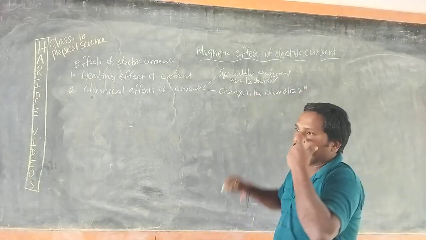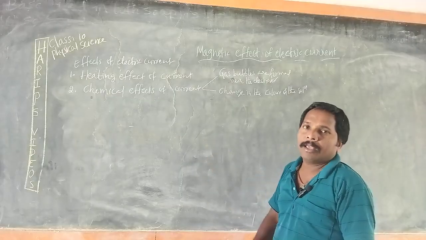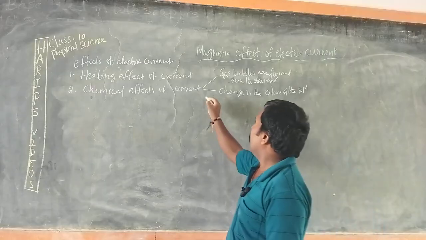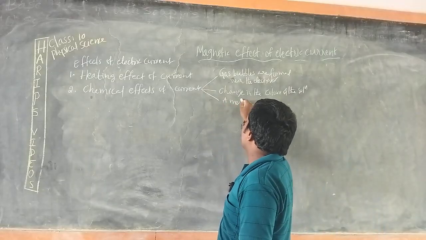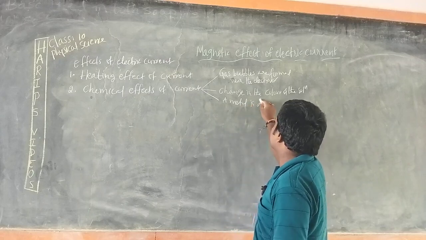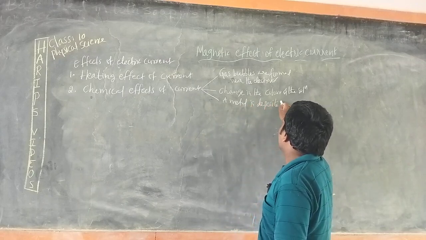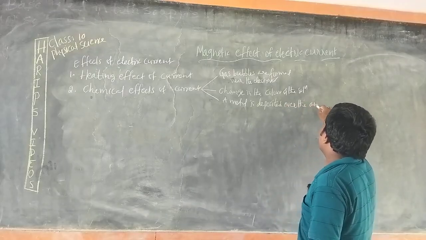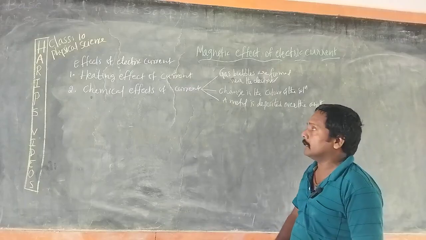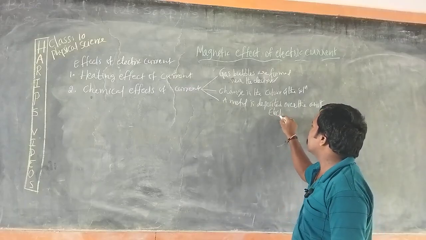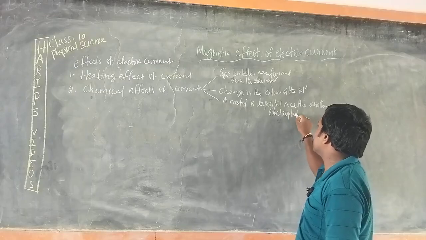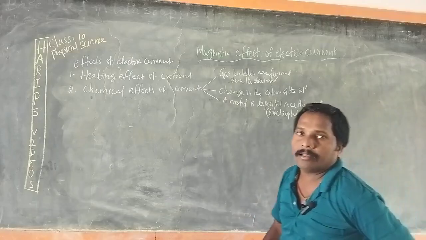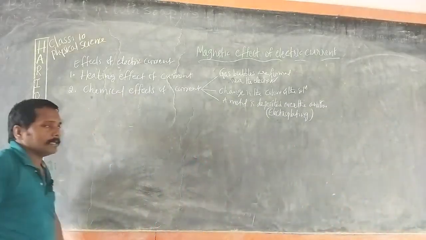When electric current is passed through a potato, a greenish blue spot is formed around the positive terminal wire. A metal is deposited over another metal. The process is called electroplating. So these are the chemical effects you studied in class 8.